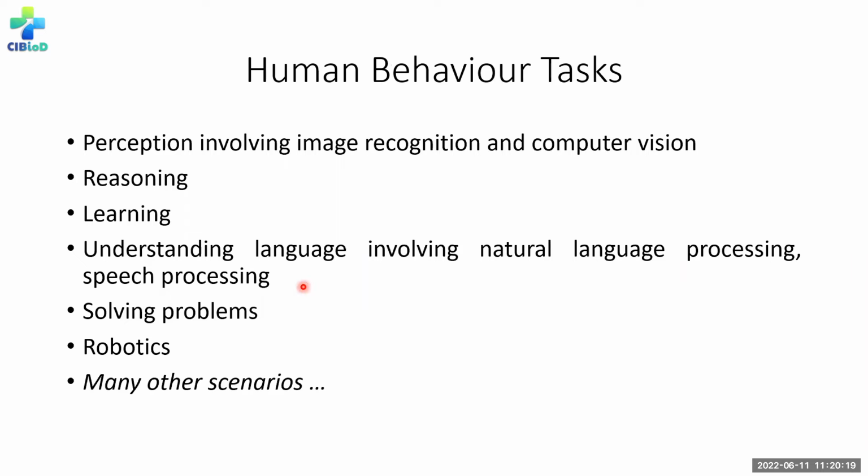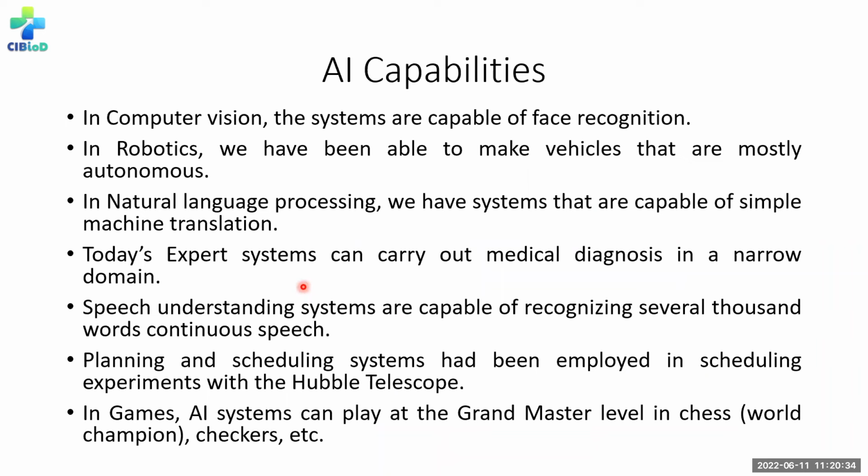There are many human behavior tasks like perception, reasoning, learning, language, and robotic types of activities. These are common human behaviors, and the agenda is: can we have the AI capability? These listed points are based on today's innovations in this area, like computer vision, robotics, natural language processing, and speech understanding. All these are now capabilities of AI.